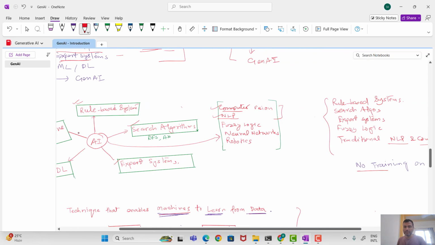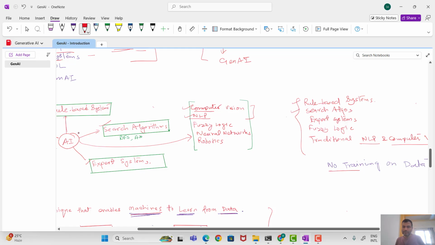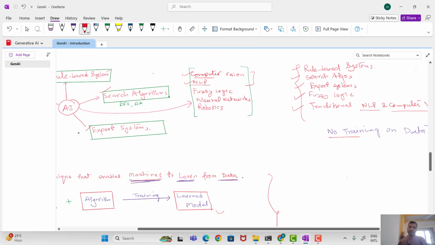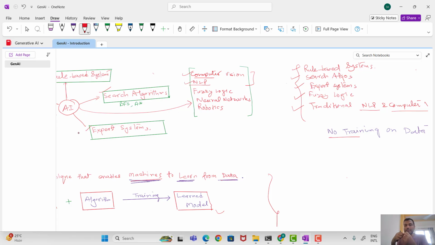Okay, so for machine learning, we have to understand what is machine learning and different things. But before that, let me clarify that rule-based, search algorithm and fuzzy logics also were there, and traditional NLP and computer vision. These were the approaches to achieve intelligence, but there was no concept of training on the data. So these systems were not able to understand or learn from the data. Means these systems were not trained on the data. So now the era of data came, and the models and the systems were being trained on the data, and these machines were able to understand and learn from the data.